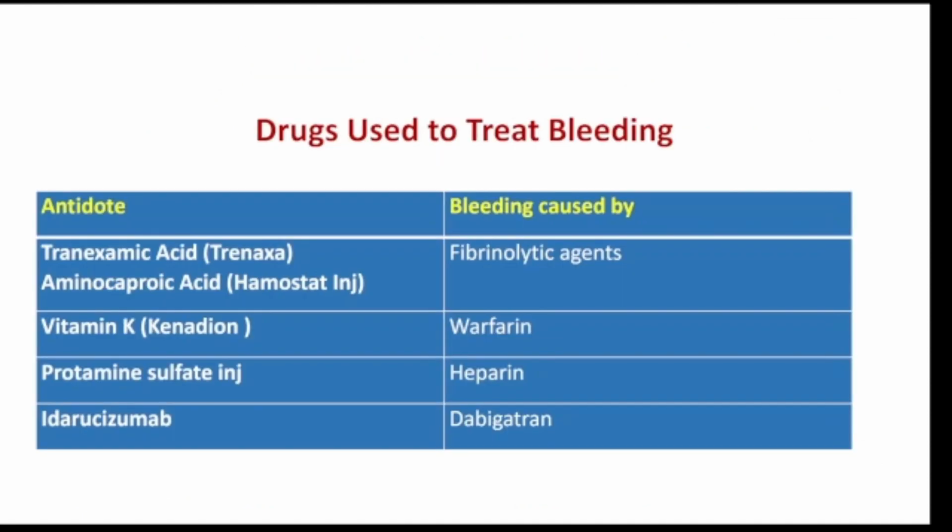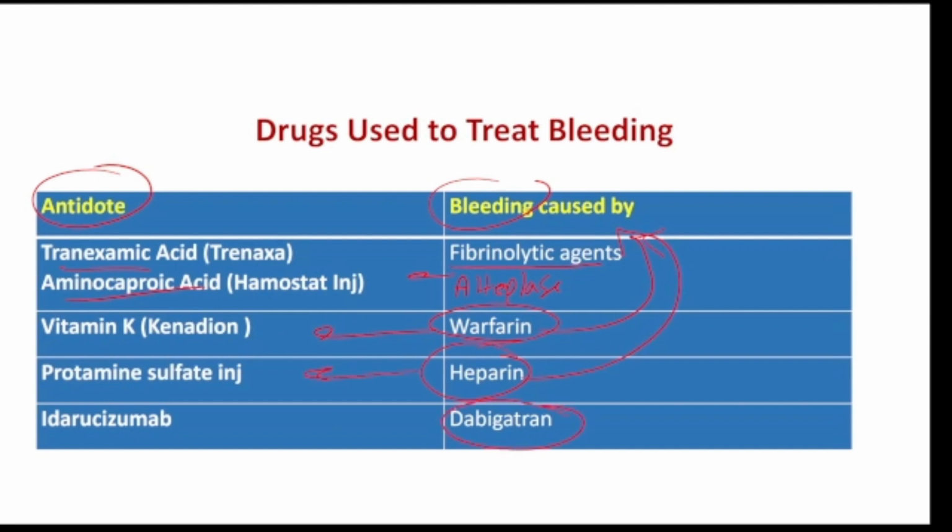Okay, here we have the antidotes. I like this one. Antidotes for bleeding. If the patient takes a fibrinolytic such as alteplase, the antidote will be tranexamic acid or aminocaproic acid. If the patient is on warfarin and suffers from bleeding, the treatment will be vitamin K. If the patient is on heparin and suffers from bleeding, the treatment will be protamine sulfate.